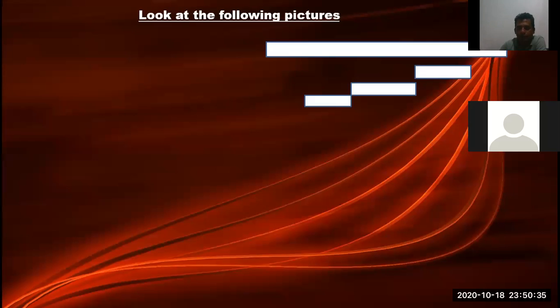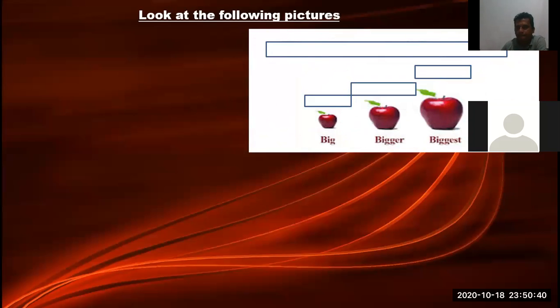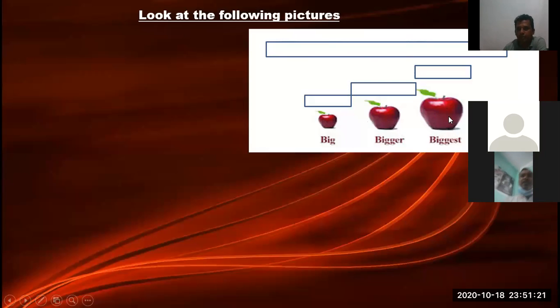Hello. Look at our computer screen. Correct. What do you see in the picture? Here, three apples, and the size of the apples are not equal. If you notice carefully, this is big, but this is bigger and this is biggest. So big means positive degree, bigger is a comparison between these two, and biggest is the highest size. So we call it big, bigger, biggest. Three types of degree of adjective.